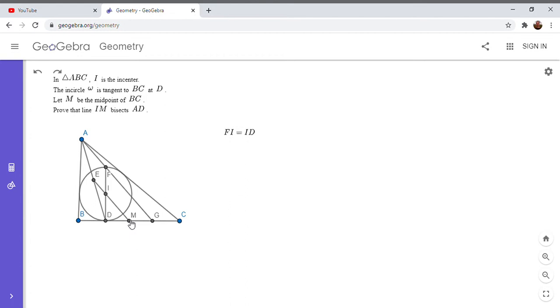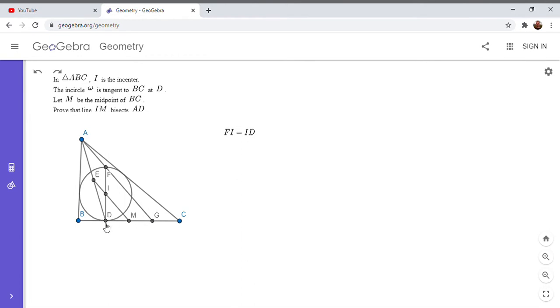If that's true, that would solve the problem, because if DM equaled MG, and FI were equal to ID, that would mean IM is parallel to FG, and then from there it would follow that AE is equal to ED. All right, so how do we show that D and G are reflections across point M?